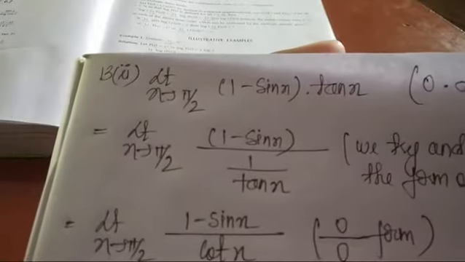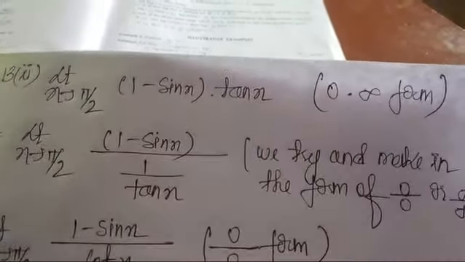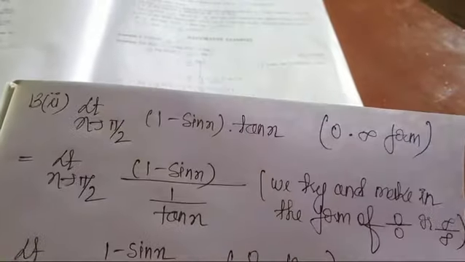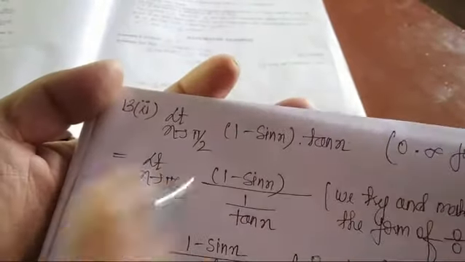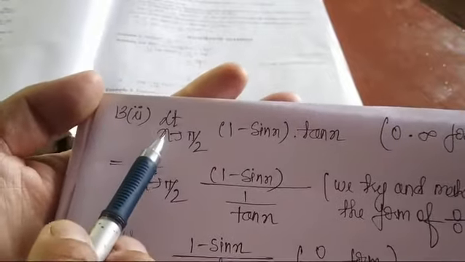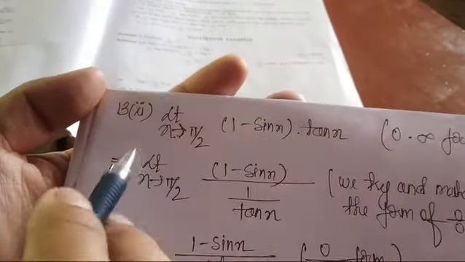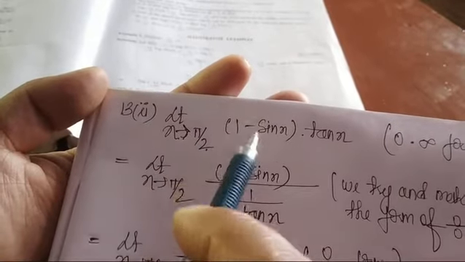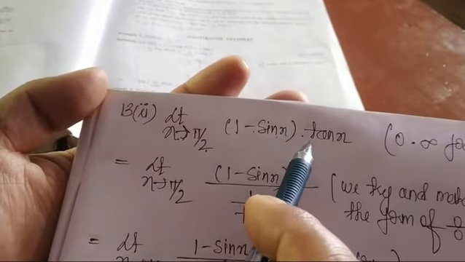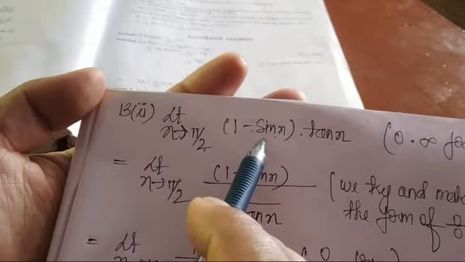Okay, so another interesting question we are moving on to is question number 13, part 2. The reason why I'm calling it interesting is, again, we have to convert the forms. Copy the question from the book. 13 part 2, limit x tending to pi by 2, bracket 1 minus sin x into tan x.